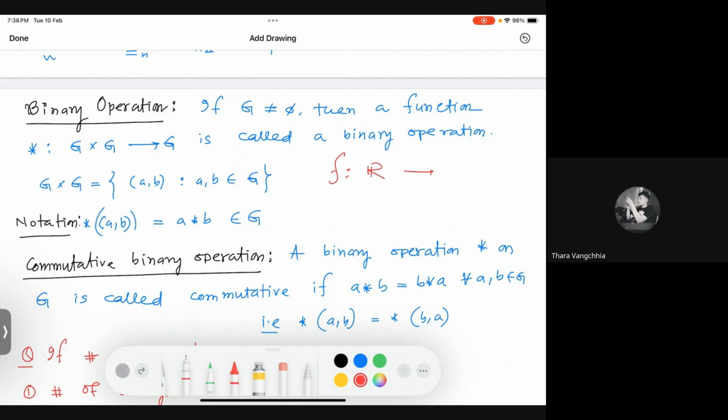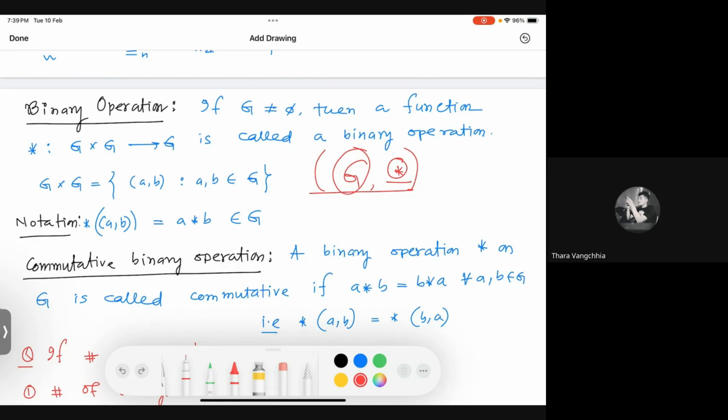Similarly, in algebra, we will read about a set with respect to some operation. Like in group theory, we have a set G and an operation star. Does it satisfy some conditions? If it satisfies some conditions, then we will say this is a group, or this is a semigroup, or this is a monoid, something. Okay.